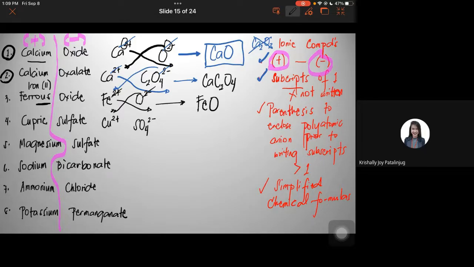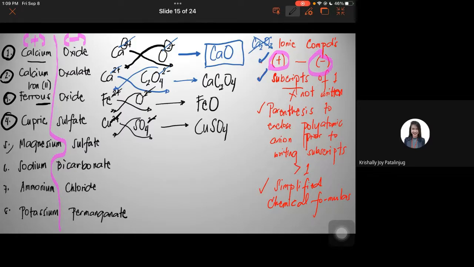So the first four examples, we can simplify. We can simplify the chemical formula. Okay, so simplify them. The common denominator of their numerical value of charges is 2. So the final chemical formula of cupric sulfate is CuSO4, after the crisscross method.